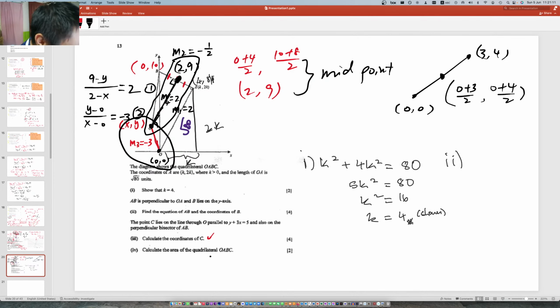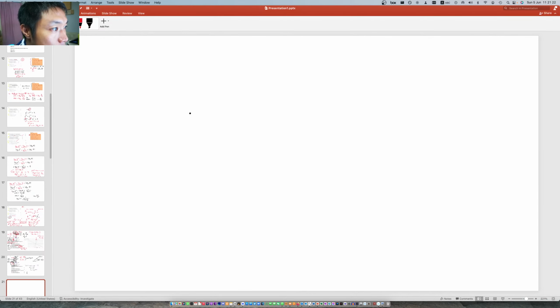Then calculate the area of the quadrilateral. Once you get all the coordinates, you make use of the shoelace method. Do you have a problem with the shoelace method? Okay, can you do it again? Okay, good. So just a simple one.